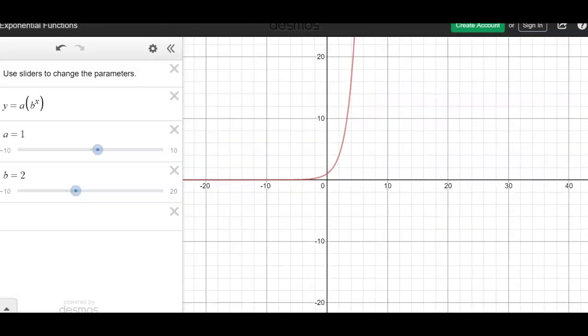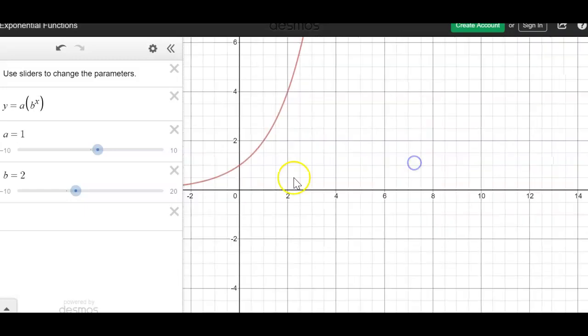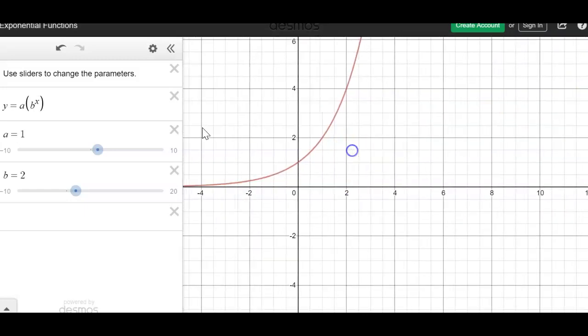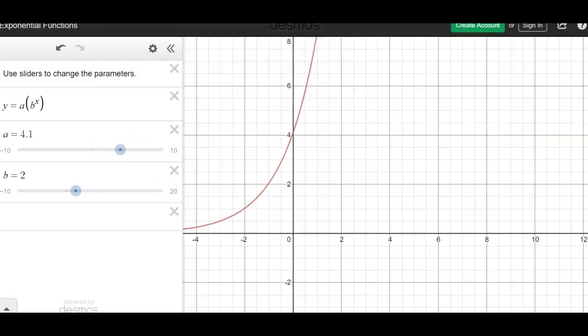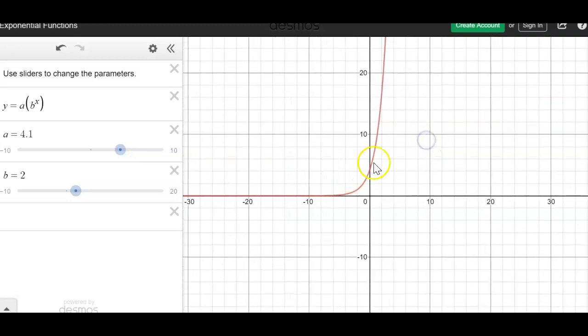All right, let's play around with these values, see what we get. See if we have a bigger value of a, right? We can adjust our value of a. That's always the y-intercept, right? A equals 2, we can see our y-intercept is at 2. A equals, let's say, 4, we can see our y-intercept is at 4, right? And of course, that means the function's going to grow faster.